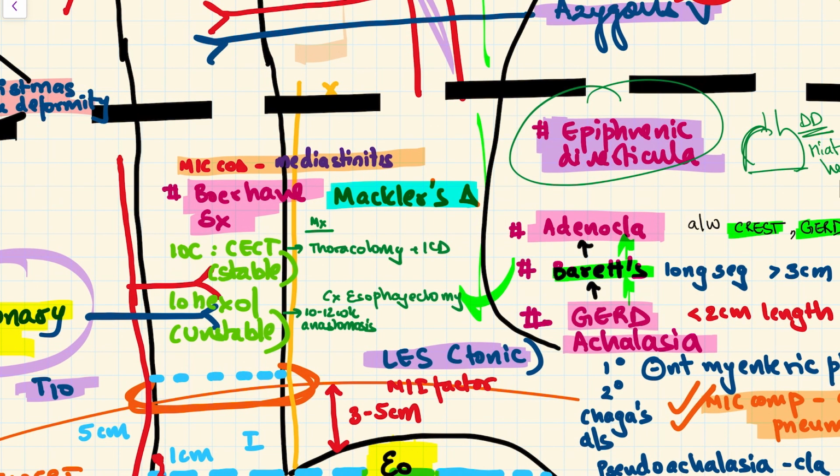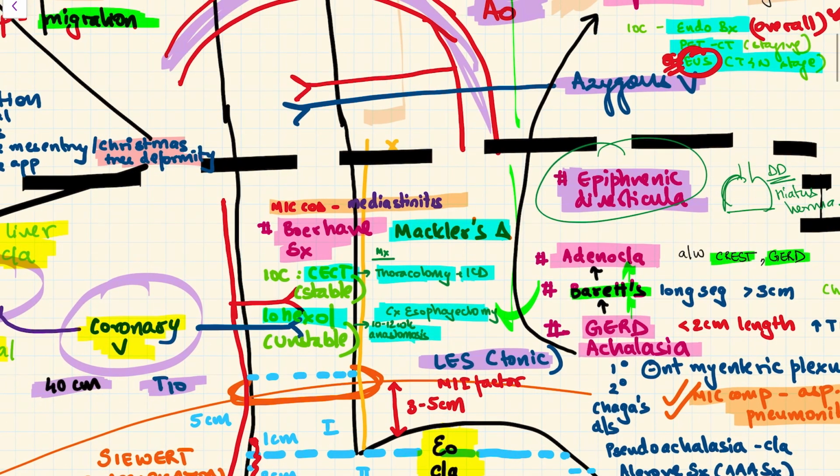So Boerhaave syndrome, the investigation of choice would be CECT if the patient is stable, while for an unstable patient, a contrast study with iohexol is done. It is managed by performing a thoracotomy and ICD in a stable patient, and cervical esophagostomy followed by anastomosis 10 to 12 weeks later if the patient is unstable. It is an obvious thing that if a patient is unstable, then the first thing would be to do emergency management, and later we require to do a definitive corrective anastomosis. Damage control surgery we read in general surgery a long time back.